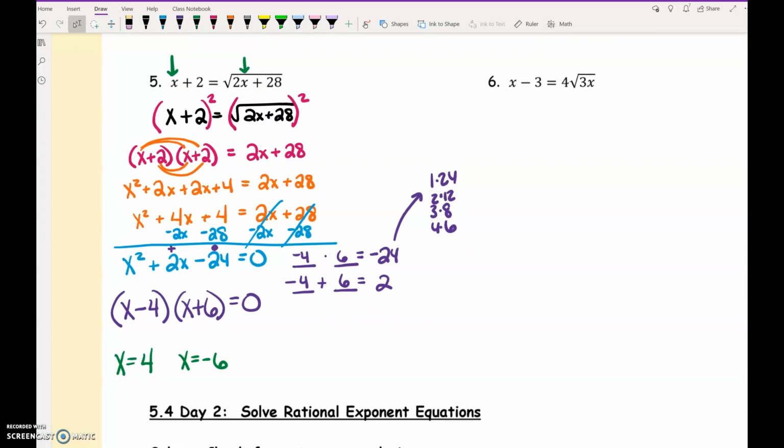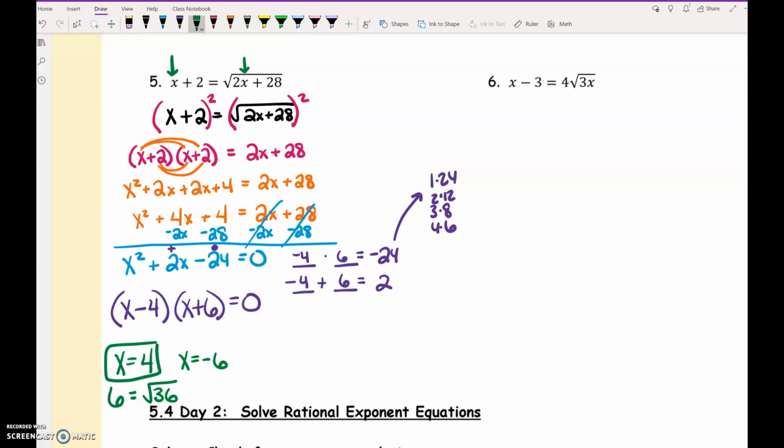So if I plug in 4, what is 4 plus 2? Nope, positive 4. 4 plus 2 is 6. And on the right side, you can do in your calculator 2 times 4 plus 28. And I believe that's 36. So you have the square root of 36. Does 6 equal the square root of 36? Yes. So x equals 4 is a good solution.